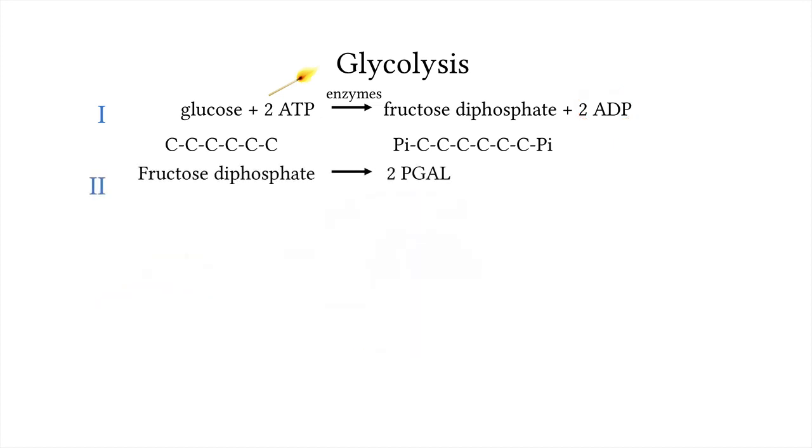The second step of glycolysis is to break the fructose diphosphate molecule in half. It results in 2 3-carbon molecules called phosphoglyceraldehyde, or PGAL.